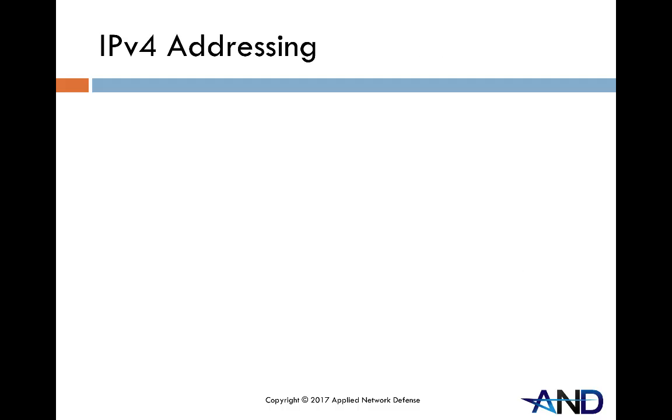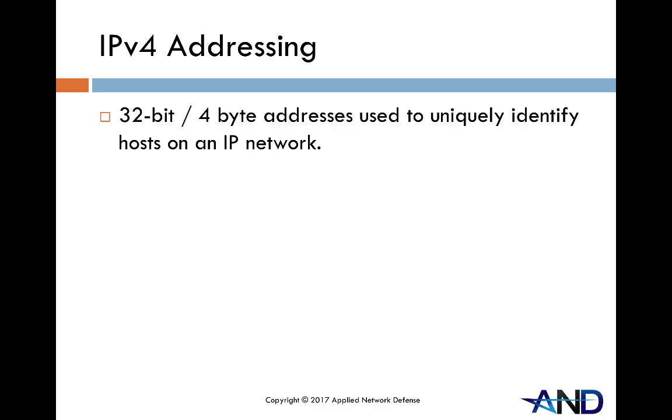So you're probably already familiar with what an IPv4 address looks like, but generally it's going to be a 32-bit or 4-byte address used to uniquely identify a host on an IP network. Ideally, it's a unique identification. Of course, we know that there's nothing stopping you from taking two devices and assigning them the same IP address. That's going to cause you a whole lot of problems if you try to communicate on either one of them.